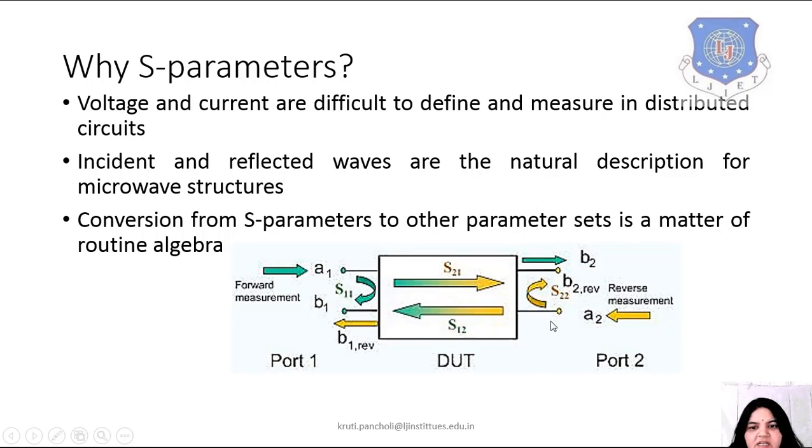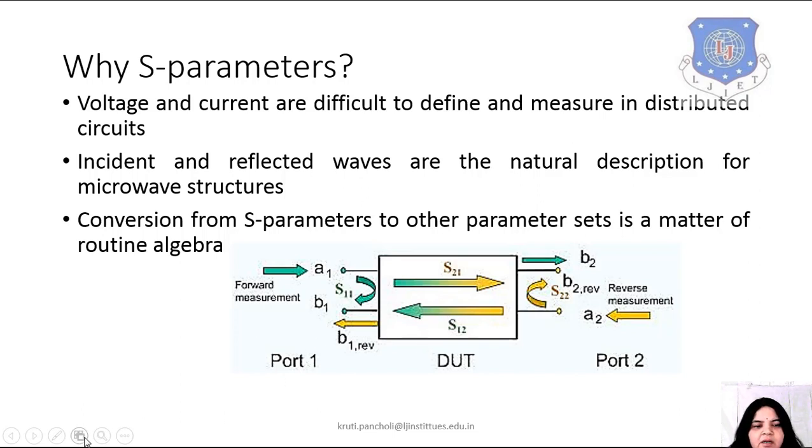A2 is an incident wave, and B2 is a reflected wave. It's a forward measurement, and it's a reverse measurement. It's a two-port network, and in the two-port network, port 1 and port 2 are there, and in between there is a device under test. So we can find out the S parameters for such a network.